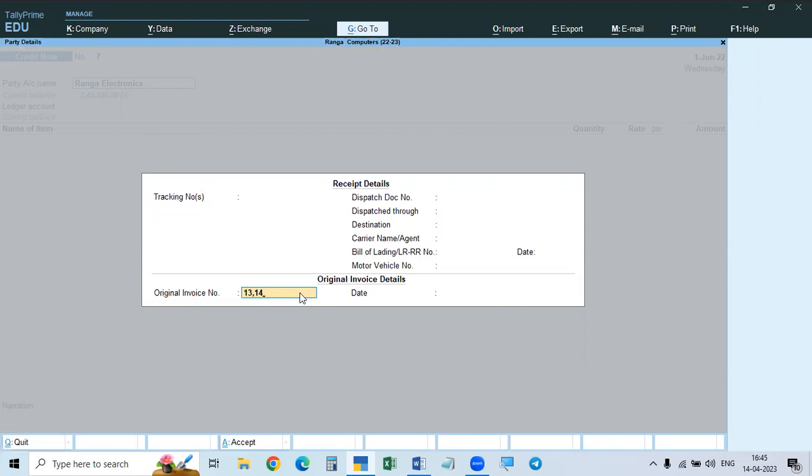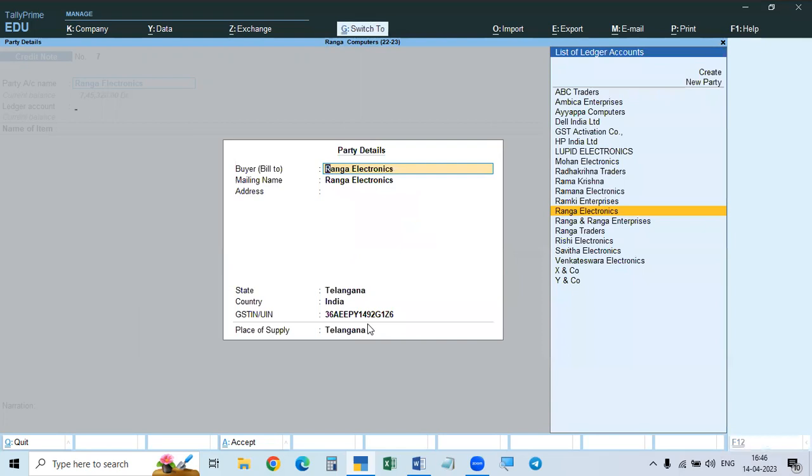You have to give all the numbers. Suppose he purchased another 14 and 15 also. So first bill 10 numbers, again 5 numbers, again 6 numbers, like that he purchased. But here there are only 2. So 13 and 14. And then date. We can enter only 1 date here. In that case, we can enter the date of the last bill only. So last bill is 31st May. We cannot enter all. So 31st May, select.